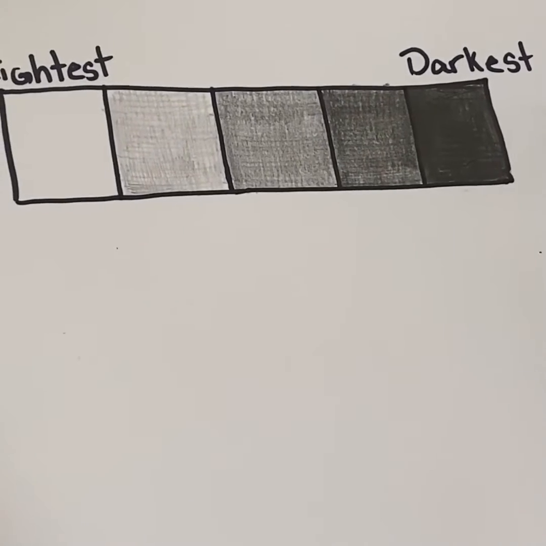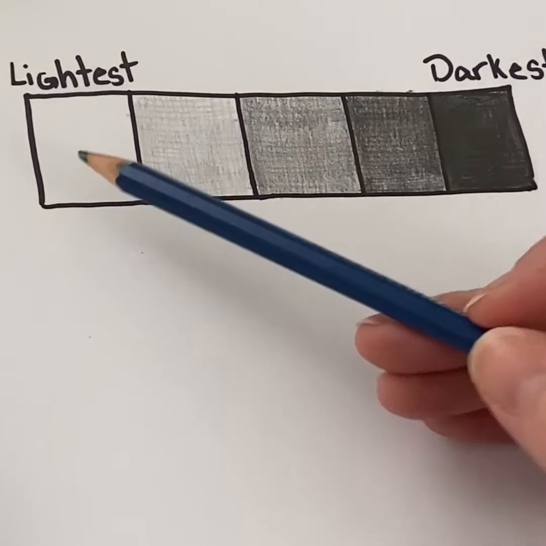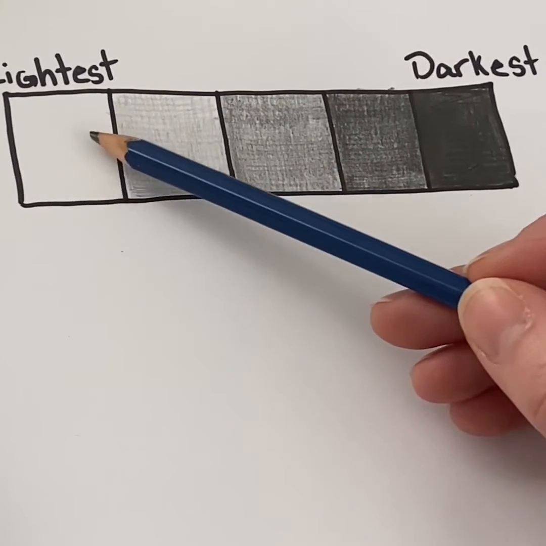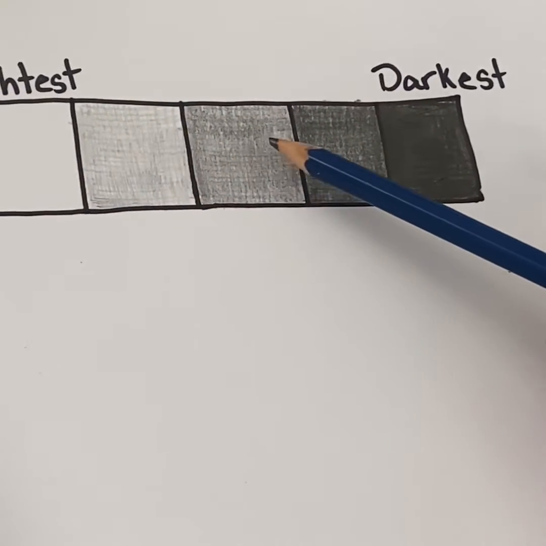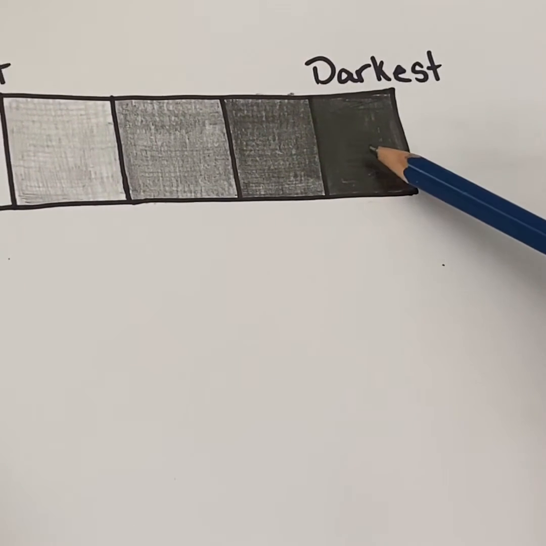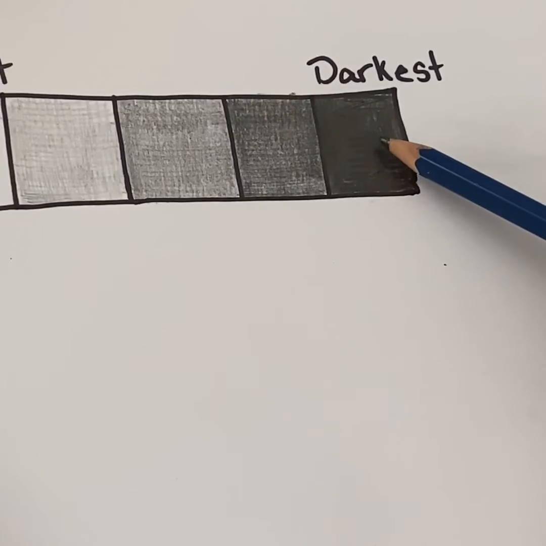So there we have it. We have a range in value from the lightest value that this pencil can make, which is absolutely nothing, growing darker, darker, until we get to the darkest possible value, not letting any of the paper white come through.